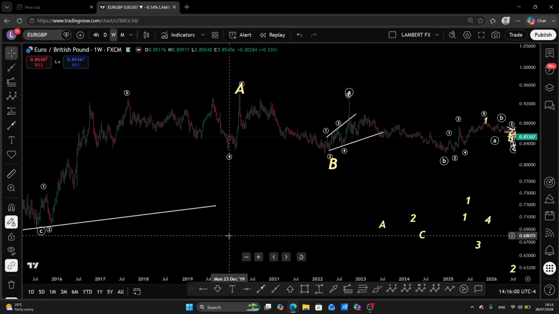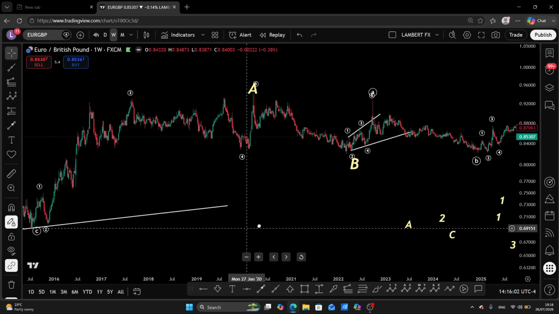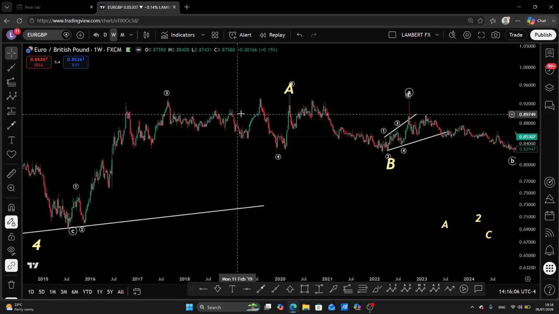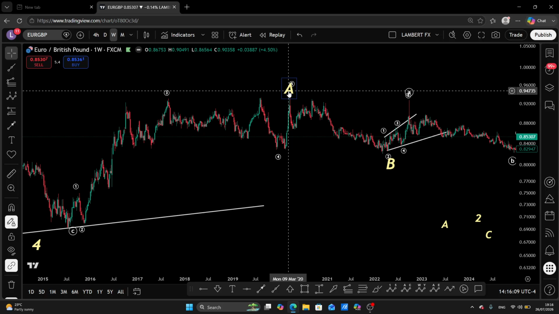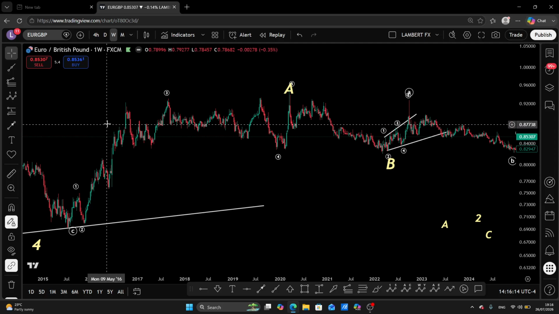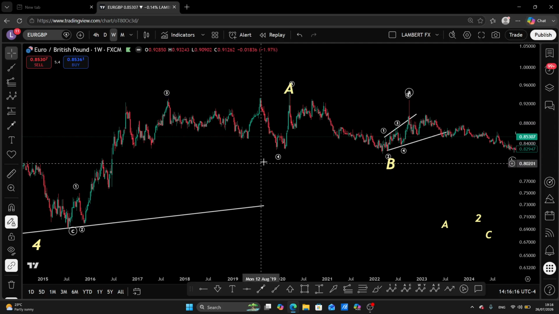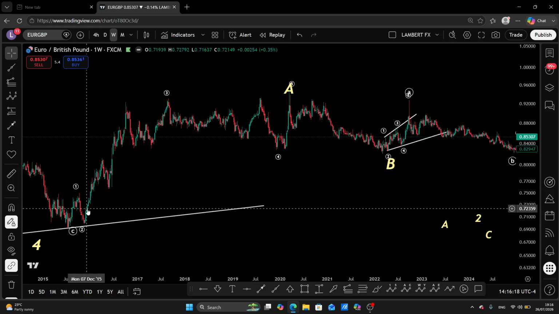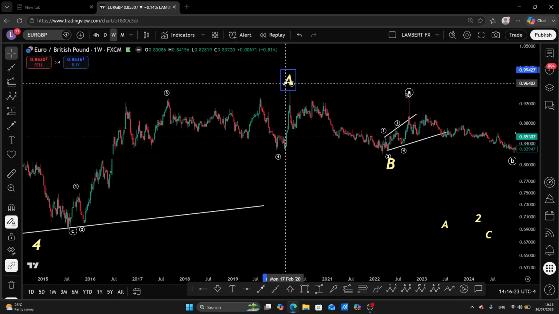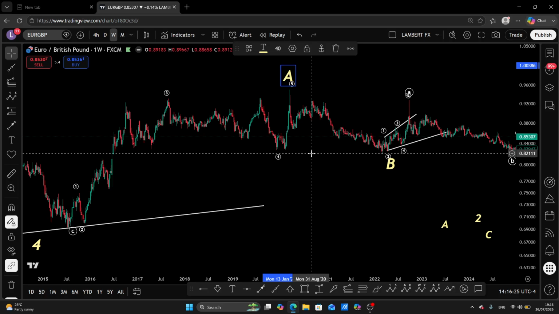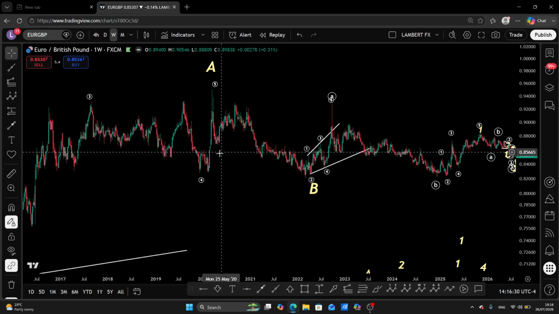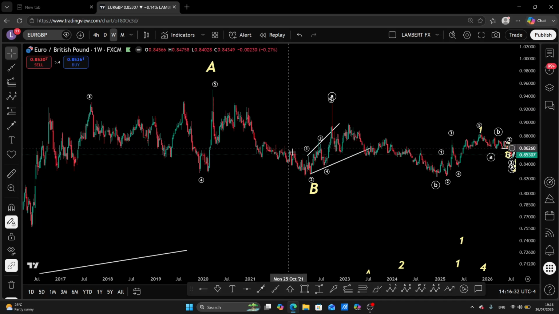So a zigzag is a 5, 3, 5 pattern. What we have here is our first 5 leg up, which I've labeled A. If you count this, I've counted this as a 1, 2, 3, 4 and a 5. It gave us a clear impulsive 1, 2, 3, 4, 5 leg up. Okay, for our A, we need a B, and we have the B here.